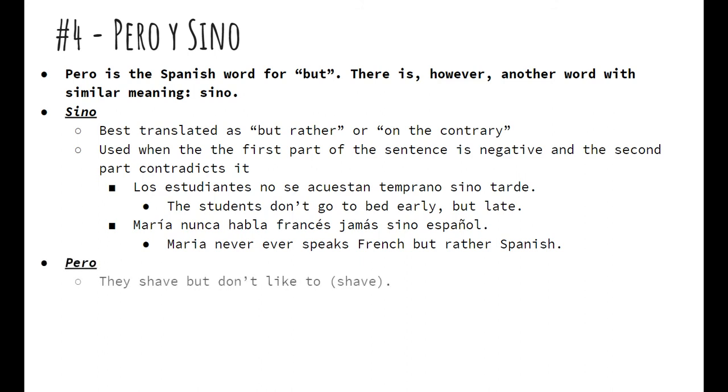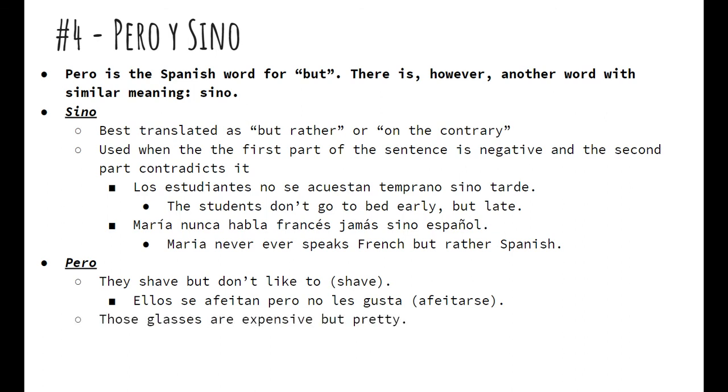And then we have pero. This is what we've used up till now for but. So they shave but don't like to shave. You have something like ellos se afeitan pero no les gusta. And perhaps you could include no les gusta afeitarse. It's implied there, but you could write it or not write it, just like you could write it or not write it in English. And there you'll notice, first off, the first part of the sentence is not negative. That would tell you right off the get-go would not be sino. Also, but rather, or on the contrary, doesn't really fit in there. They shave, but rather don't like to. It doesn't really fit in there.